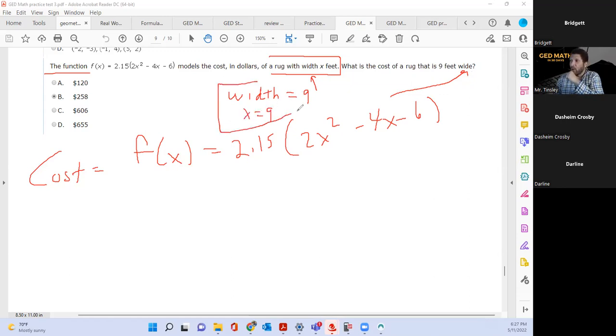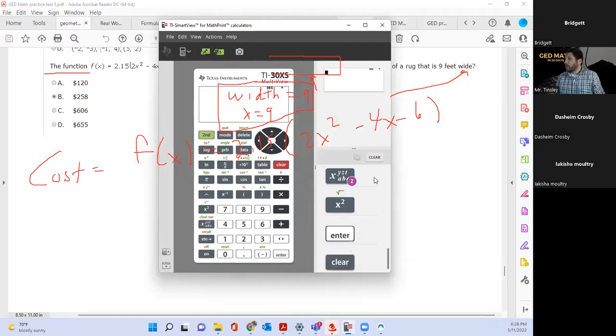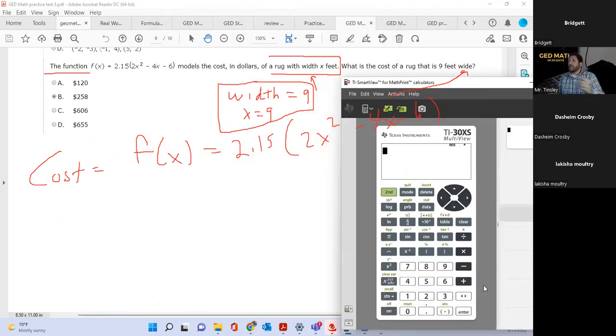So now, if you know x is 9, what are you going to grab? What are you going to open up? Yes, it's store. So we're going to store 9. Hold on, let me clear everything out first. How do we store 9 as x? 9, store, x, enter. So now we stored 9 as x.